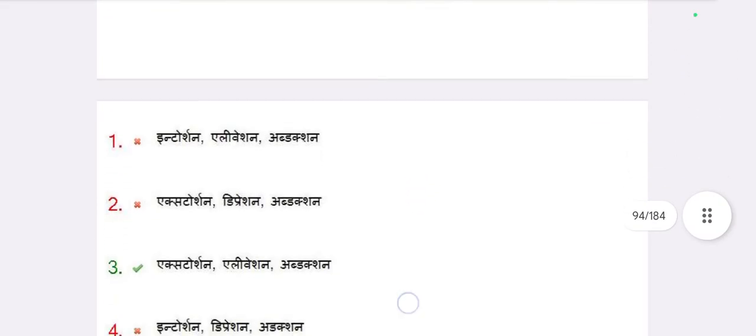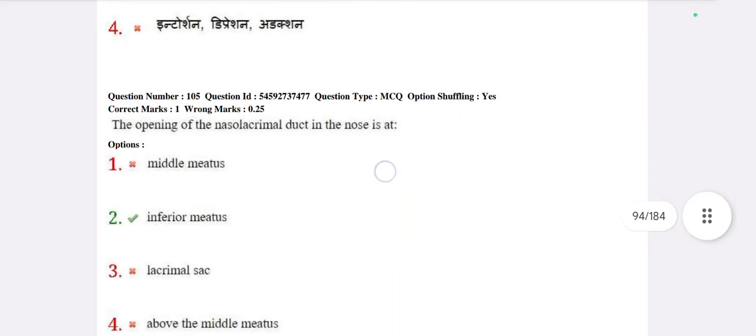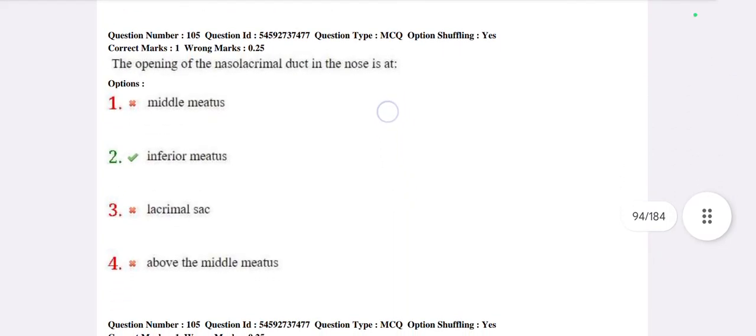Next question is, the opening of the nasolacrimal duct in the nose is at medial meatus, inferior meatus, lacrimal sac, or above the medial meatus. Correct answer is inferior meatus.